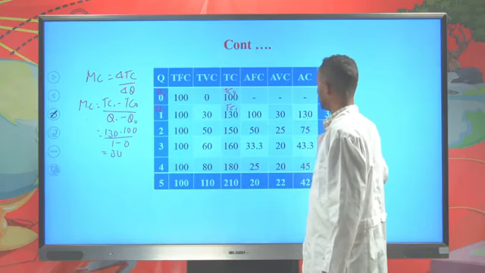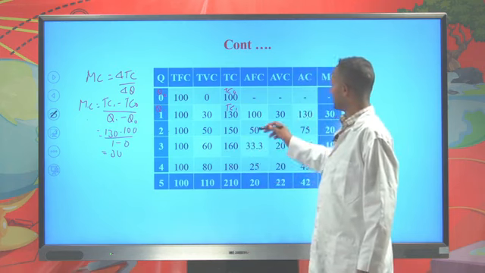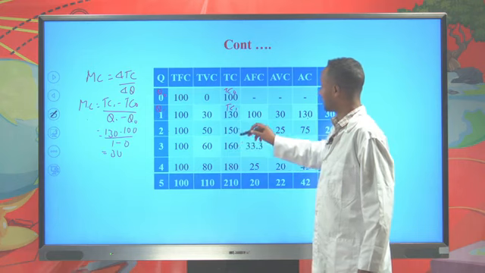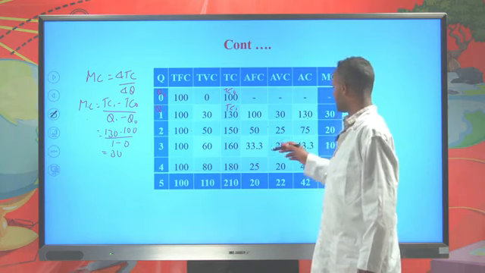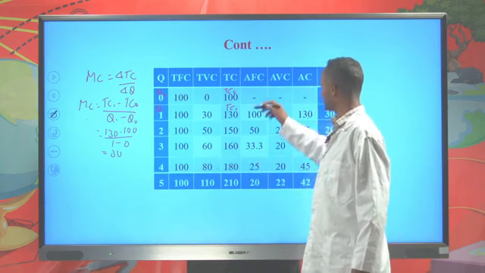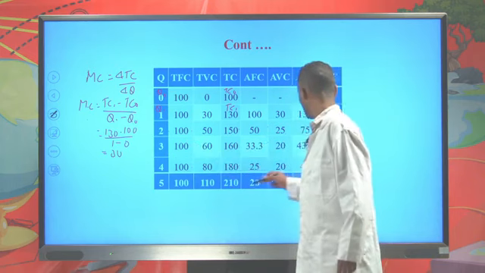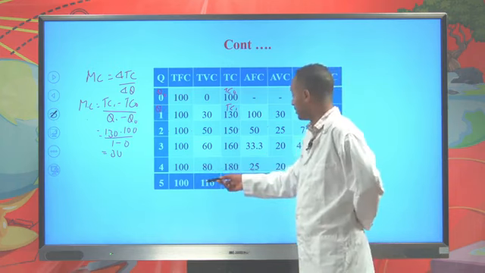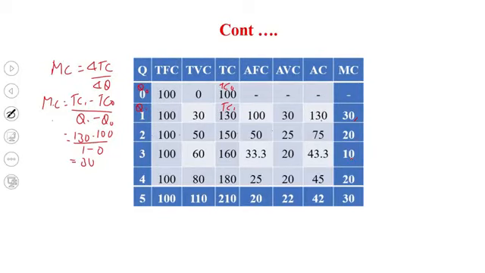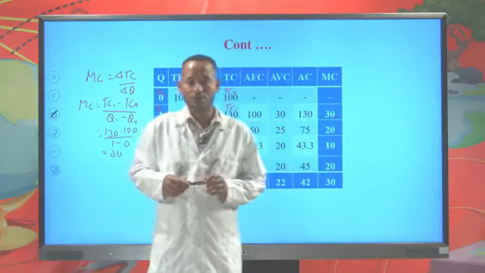which is 20. And the marginal cost of producing 3 units of a commodity is the change in TC, which is 160 minus 150 divided by 3 minus 2, which is 10. And the marginal cost of producing the fourth is the change in TC, which is 180 minus 160 divided by 4 minus 3, which is 20. And finally, the marginal cost of producing 5 units of a commodity is 210 minus 180 divided by 5 minus 4, which is 30. But there is another way of calculating the marginal cost of production.